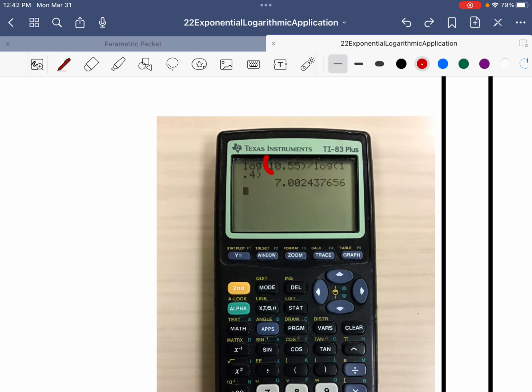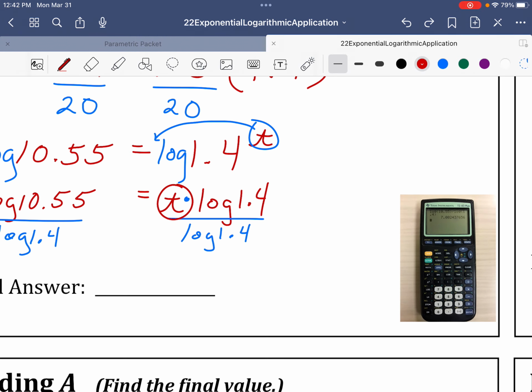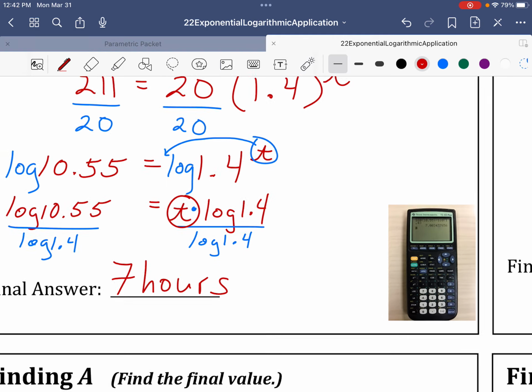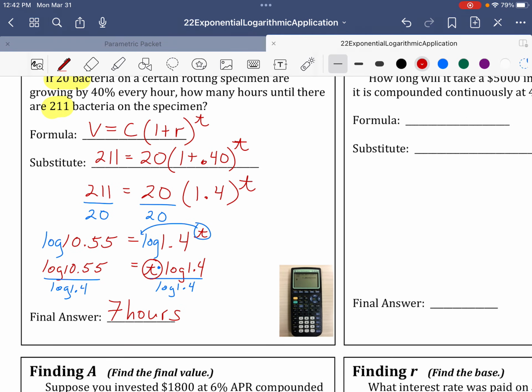Divided by the log of 1.4. Same thing, make sure you close that parenthesis. So I can type that in one step, and bingo, hit enter, and we get 7. Okay, now that's going to be the time, and the time in this problem is in hours. Go back and read carefully. Since the percent was in hours, the time is going to be in hours.